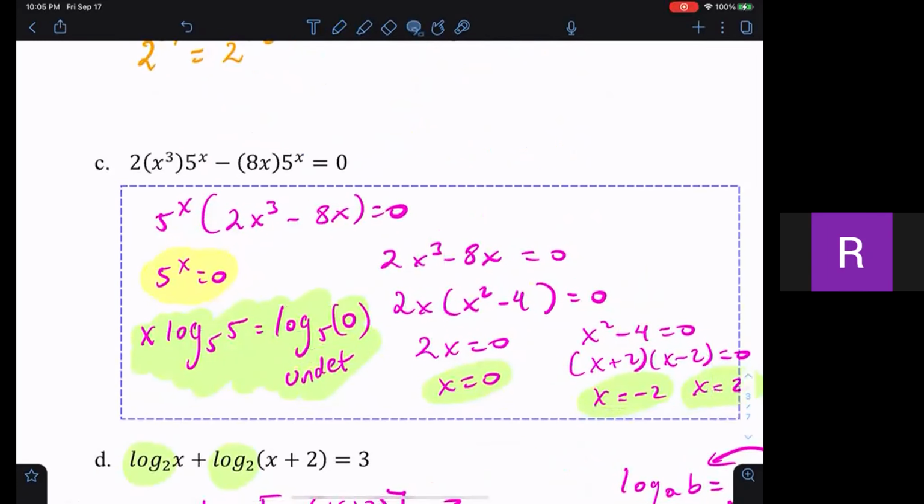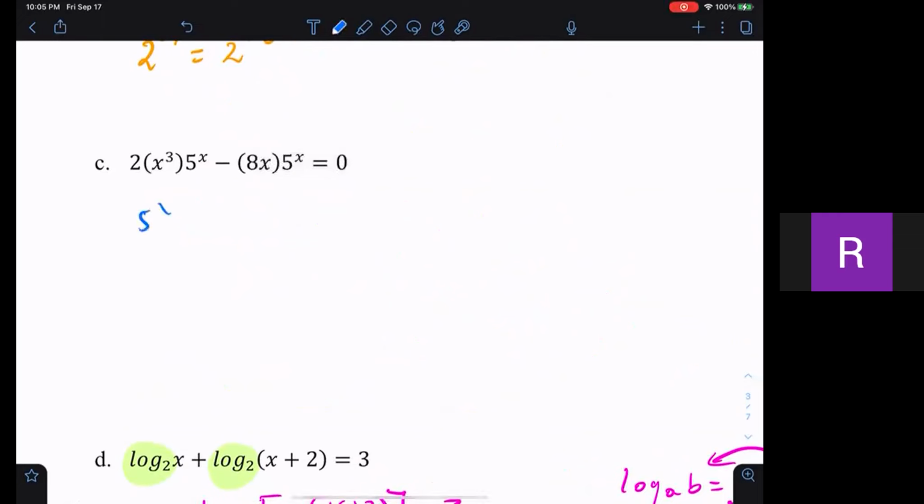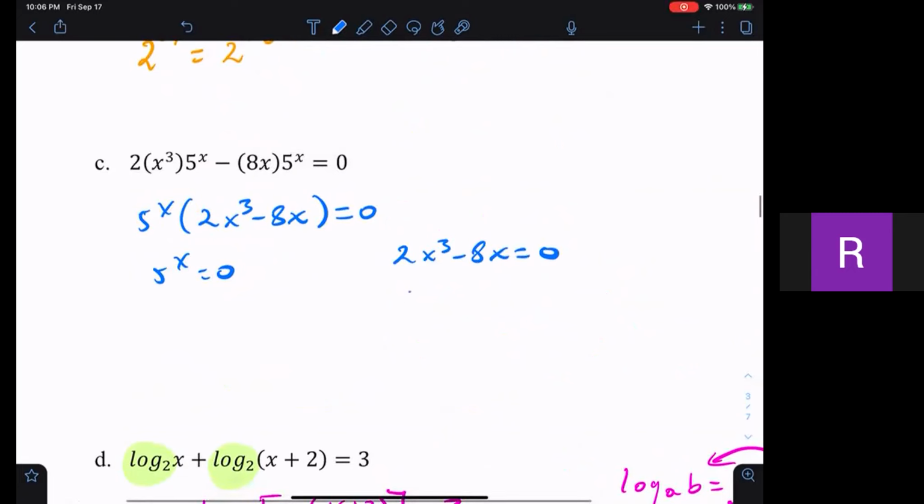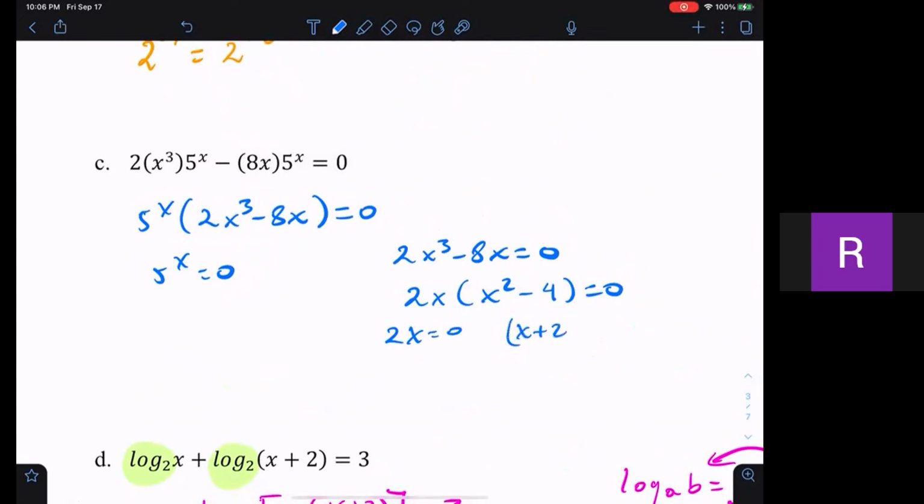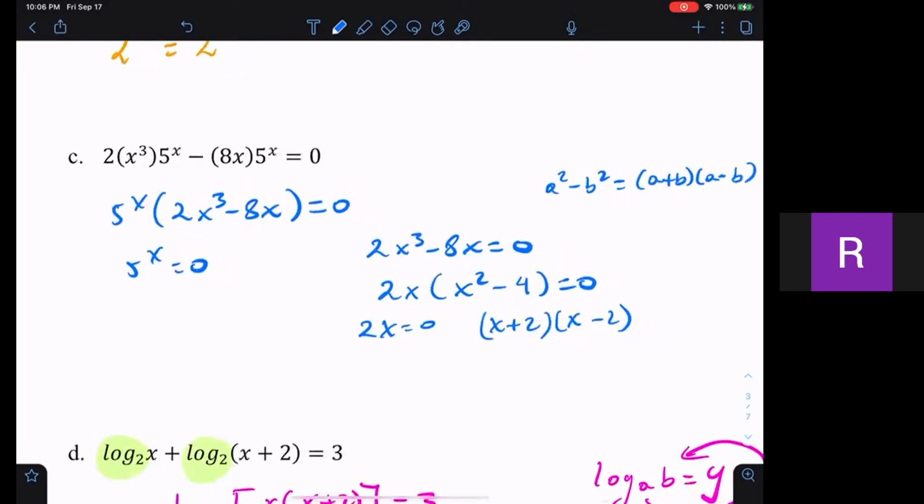This one. Here we need to factor out 5 to the x. This is going to be 2x cubed minus 8x equals 0. Let's factor this first: 2x times x squared minus 4 equals 0. Then 2x, and x plus 2, x minus 2. And you might say, where do you get that from? From the difference of squares: a squared minus b squared equals a plus b times a minus b. I told you to memorize this. In this case, a is x and b is 2. Now you just use the formula: x plus 2, x minus 2. So that's what I did. So x equals 0, x equals negative 2, and x equals 2, if you set these parentheses equal to 0, that's what you get.